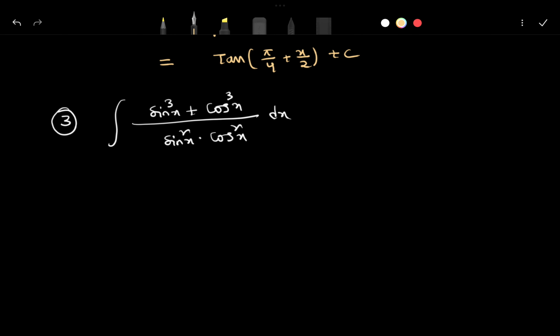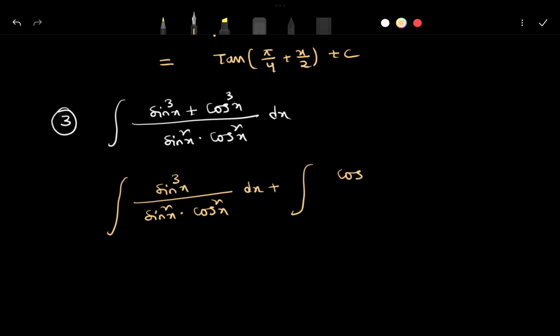By observing this, you can split this value. Integration of this, we can write as integration of sin cube x whole divided by sin square x into cos square x dx, plus integration of cos cube x whole divided by sin square x into cos square x. By observing this value, here sin cube x, sin square x and sin square x will be cancelled. Here cos square x and cos square x cancel.